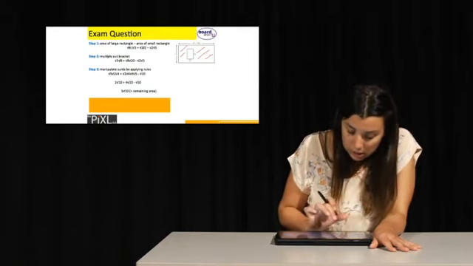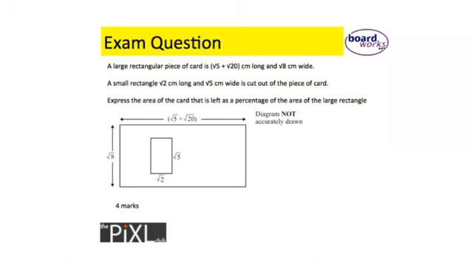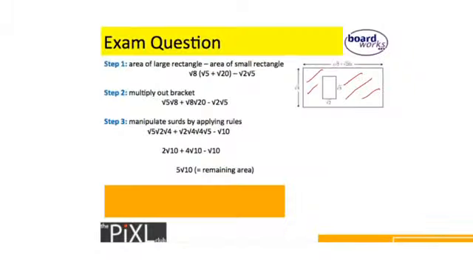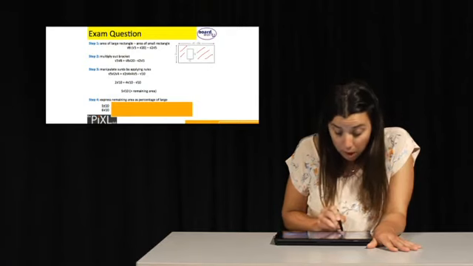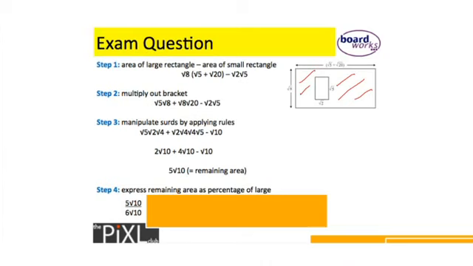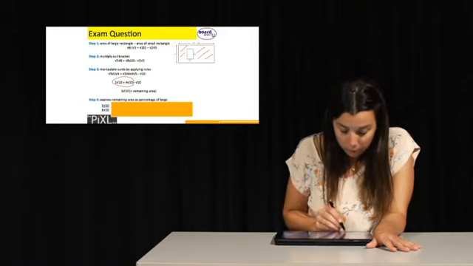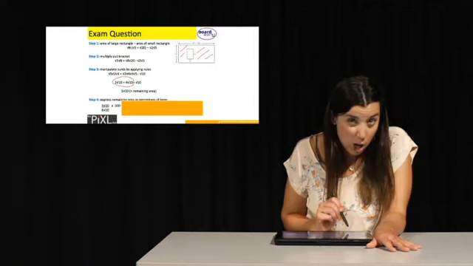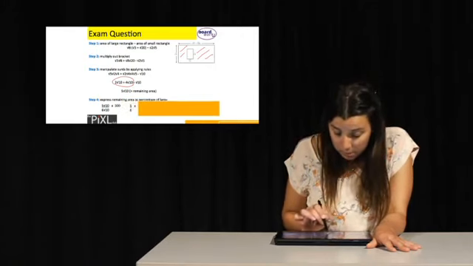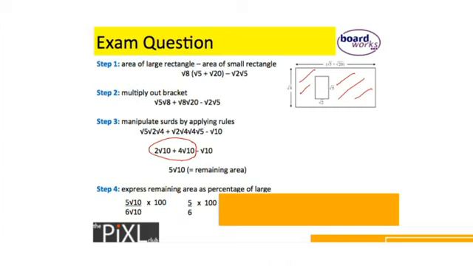Our question is actually asking us, if we look at the question again, we're asked to express the area of the card that is left, we've just found that out, as a percentage of the area of the large rectangle. So we then need to place the area of the remaining part we've just found out, 5 root 10, divided by 6 root 10. This comes from this part here, which is the area of the large rectangle. But we're asked to express this as a percentage, so we're going to need to multiply by 100 for our percentage.